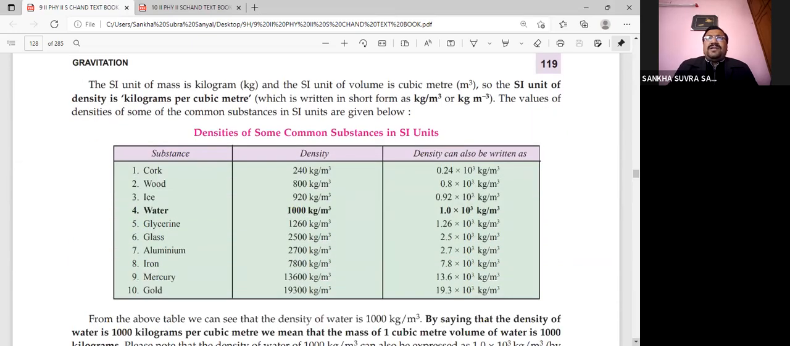The SI unit of mass, we know it's kilogram, while that of volume is meter cube. So when we are looking out for the SI unit of density, it must be kilogram per cubic meter or kg per meter cube, and we write it as kg meter to the power minus 3.